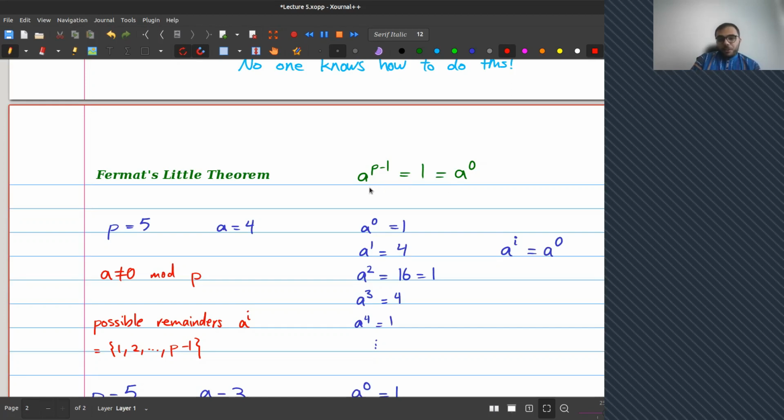Actually, it gives us even more information. It tells me that no matter what the length of my cycle is, it has to be a divisor of p minus 1, right? Because what does this say? It says that if you just multiply a by itself p minus 1 times, you will get back to a to the power of 0. So I'm starting at a to the power of 0 and I'm just multiplying by a, and I know that I have a cycle, but I'm going through this cycle several times. And by the time I get to a to the power of p minus 1, I'm back at the beginning of the cycle. So the length of the cycle has to be a divisor of p minus 1.